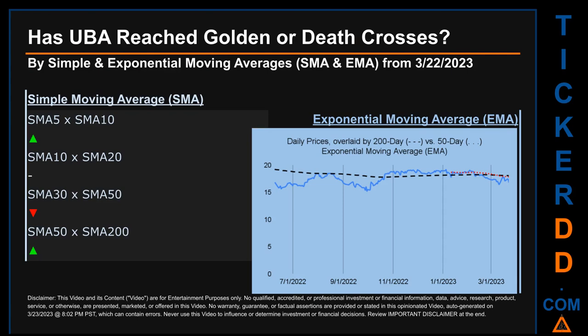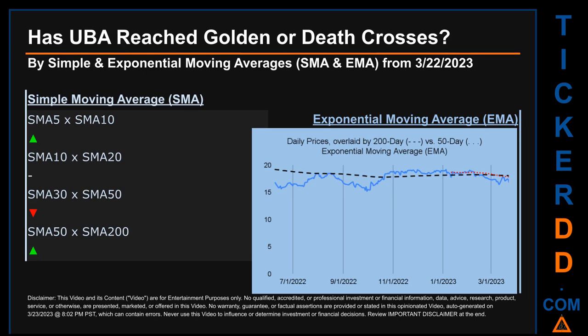Has UBA price reached golden or death crosses? Golden cross and death cross are basic signals that compare average prices across two specified trade day ranges, a short-term versus a long-term range. For example, 5-day versus 10 trade days. Essentially, a golden cross is a bullish signal. It appears when a ticker's short-term moving average crosses above its long-term average. Vice versa, a death cross is a bearish signal when the short-term crosses below its long-term moving average.